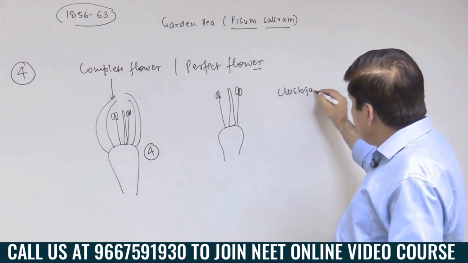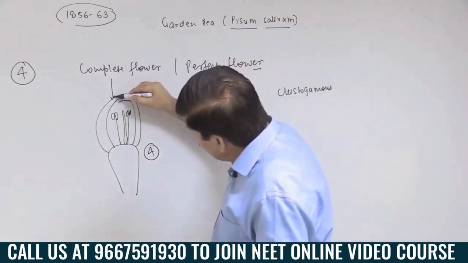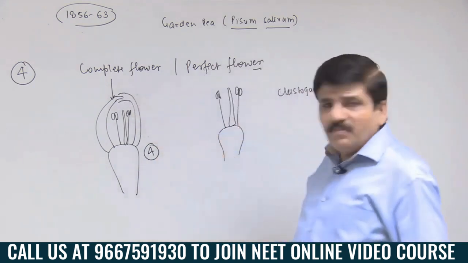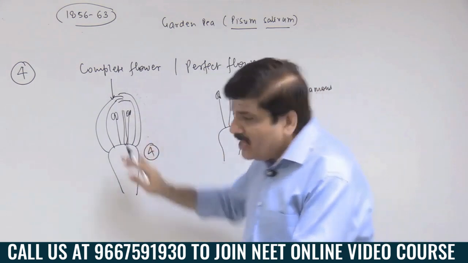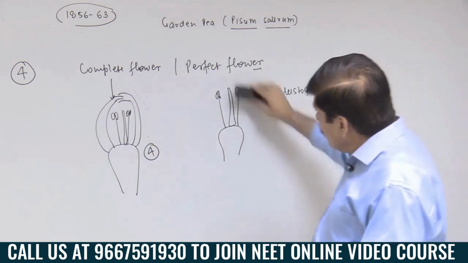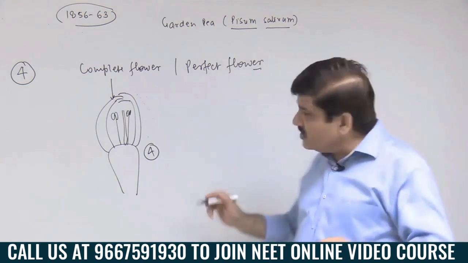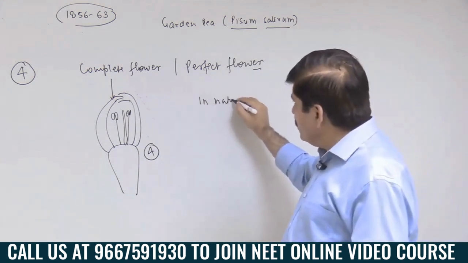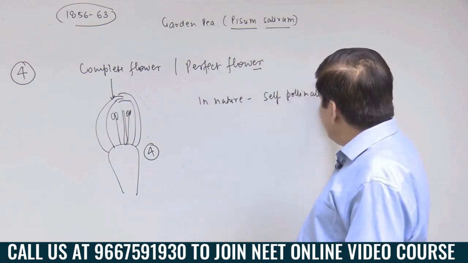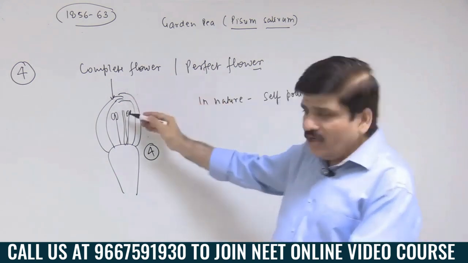Now cleistogamous means that it is a closed flower. So that means these accessory whorls completely cover the reproductive parts and the flower remains closed. And this is what happens in Pisum sativum. So we have understood what the Pisum sativum flower looks like. Now let us look at the implications of what I am telling you. The implication is that in nature this flower is self-pollinated. You can easily understand that if the flower is closed, then cross-pollination is actually not possible.